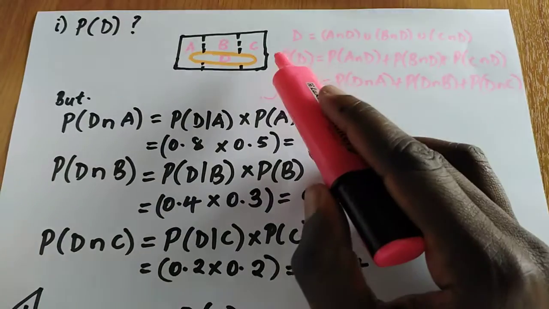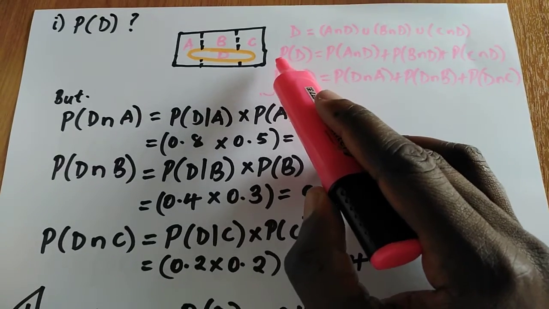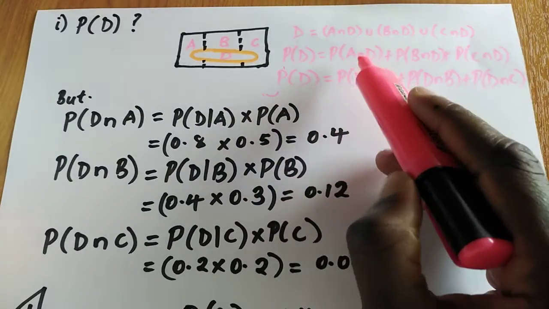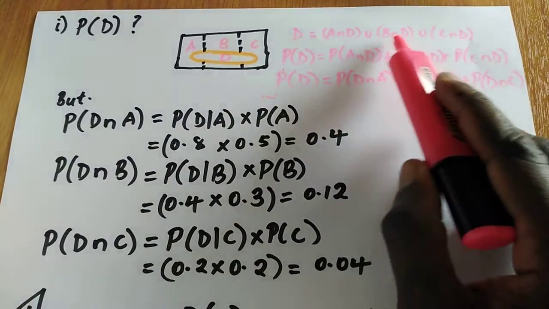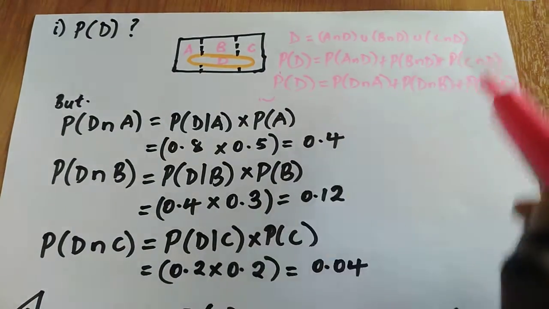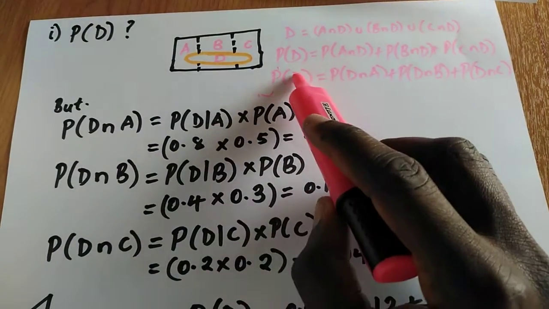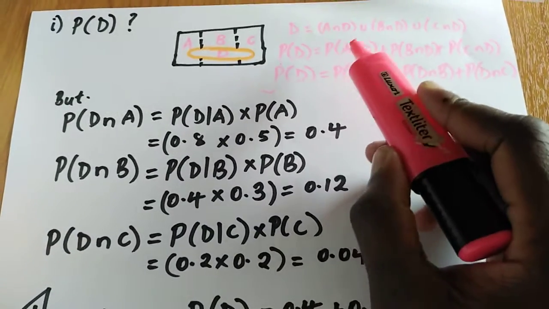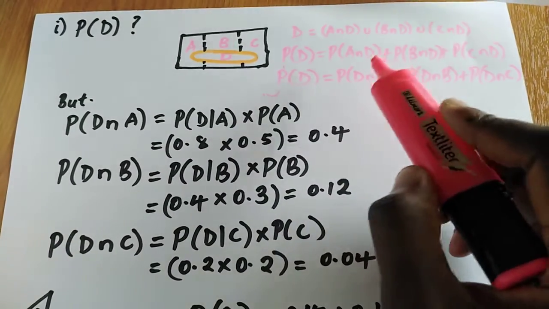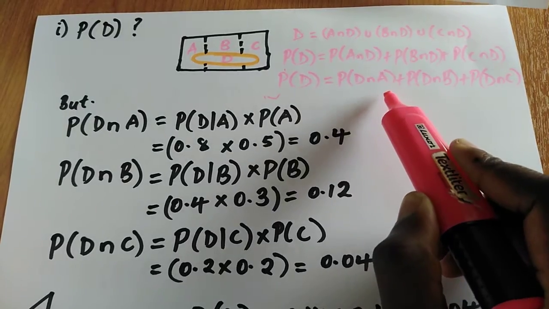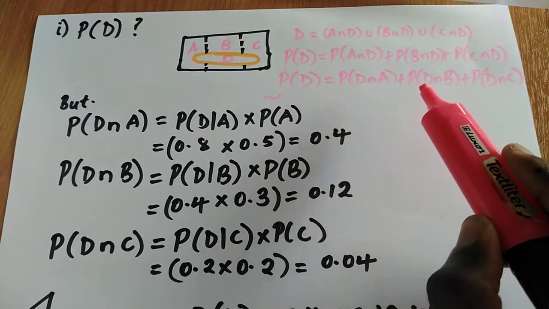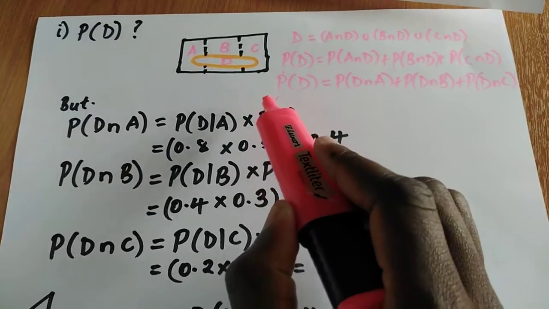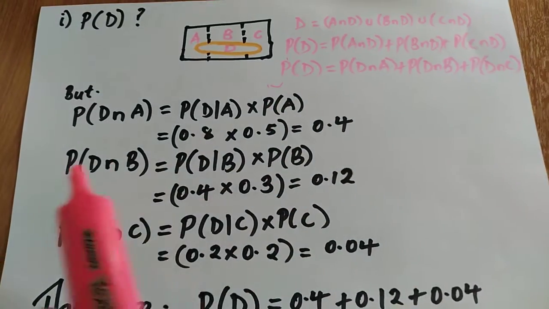Once that is written that way, we clearly see that the probability of D is equivalent to the probability of this plus the probability of this plus the probability of that. As I said earlier, A intersection D is the same as D intersection A, and B intersection D is the same as D intersection B. So we are just rewriting it.